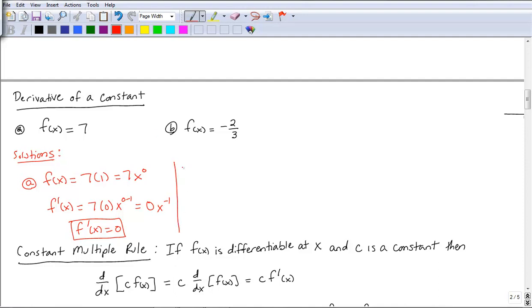Now if you look at part B, you can do the exact same thing. It doesn't matter what the number is. Negative 2/3 is the same thing as negative 2/3 times 1, which is negative 2/3 x to the 0. So when I find the derivative, it's negative 2/3 times that 0 gets multiplied out front, x to the negative 1, and 0 times anything is 0, and 0 times x to the negative 1 is 0.